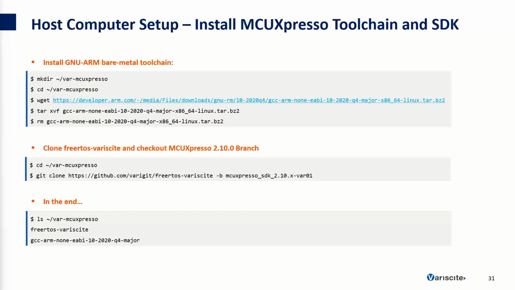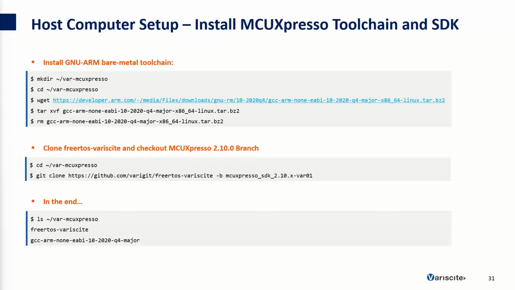Then we need to install the toolchain for cross-compiling the firmware. Basically, you just fetch this from the ARM website and unpack it. Next, we use Git to clone the MCUXpresso SDK from Variscite's GitHub repository. The SDK provides example projects, again, that were developed by NXP and then ported by Variscite. After this, in the end, we should have a project directory called var MCUXpresso that contains our FreeRTOS projects and our Arm toolchain.